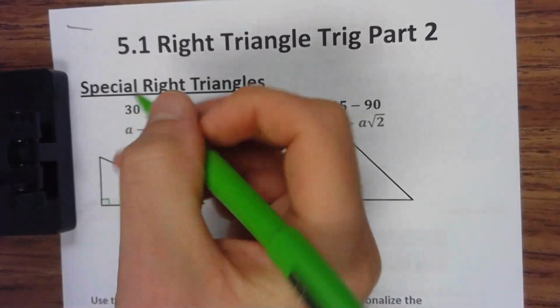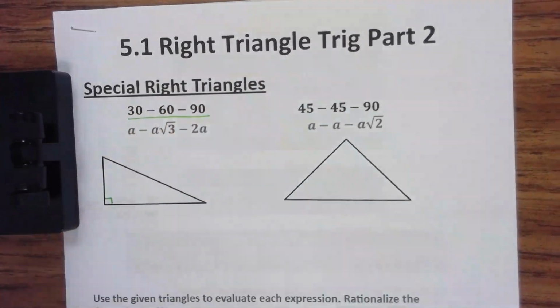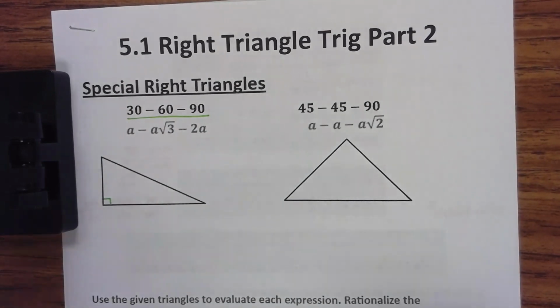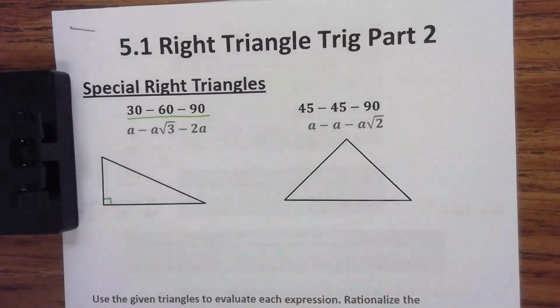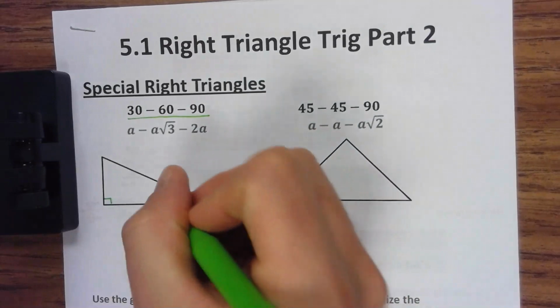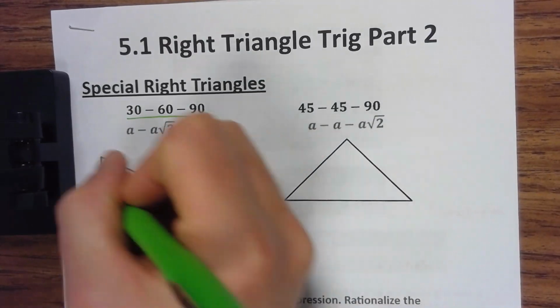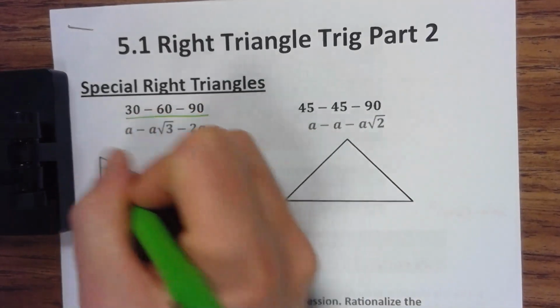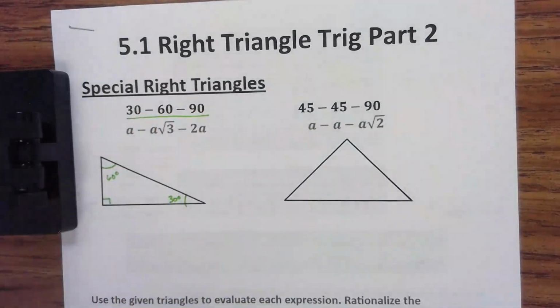A 30, 60, 90 is the name of the triangle, referencing the degrees of each angle: a 30-degree angle, 60, and 90. Let's label this. If you draw to scale, this is the shorter side, so this should be the 30 degrees. And this is the longer side, so that's your 60 degree.